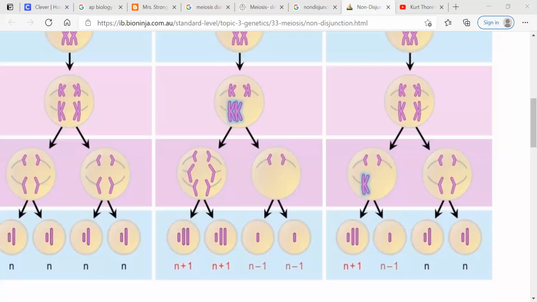Remember that the prevailing thought in the day was the blending concept of inheritance. So you have a tall parent and a short parent, you're going to have intermediate offspring. Well, this contradicted that. Here we have a tall parent and a short parent, you have a tall offspring. Do you recall what he did next? He crossed F1 with each other.